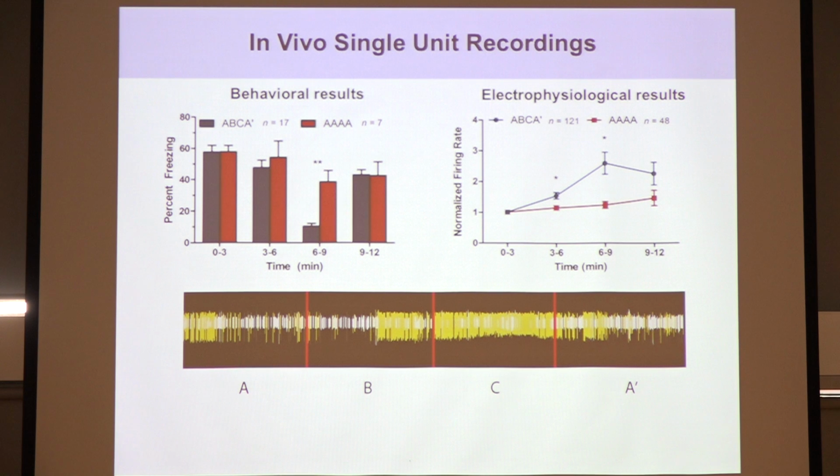So this is an example of such a neuron. Each yellow bar is one single action potential from one neuron. During the A, B, C, A prime exposure, you see that in B context, the neuron starts to fire and increases its firing rate mostly in the C context here. So this is a neuron that does exactly that.